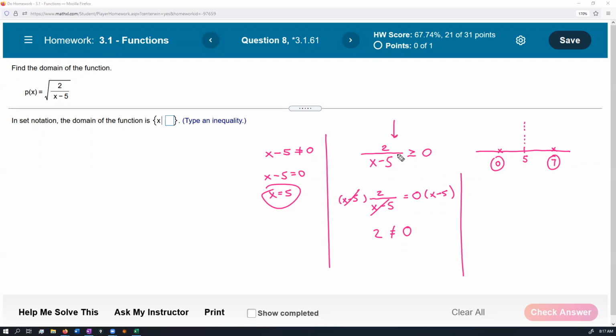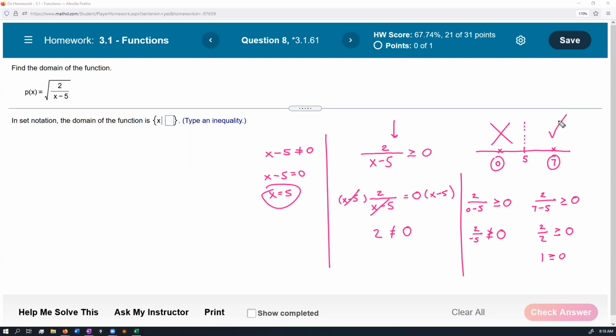So if you plug 0 into this, you'll get 2 over 0 minus 5. And you're asking yourself, is that bigger than or equal to 0? And that is not, because that's 2 over -5. That's a negative number. That is not bigger than or equal to 0. So that means none of the solutions are here. If we try 7, this is bigger than or equal to 0 because you get 2 over 2, which is 1. So that means everything over here works.